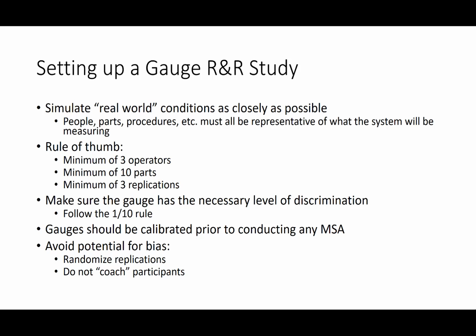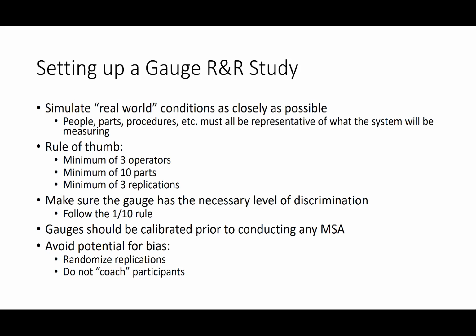As a general rule of thumb, you would want to evaluate a minimum of 3 different operators to truly understand reproducibility error. You'd also want to evaluate at least 10 parts and reevaluate each of those 10 parts a minimum of 3 times in order. That way you can evaluate how consistent people are from measuring the same part multiple times.